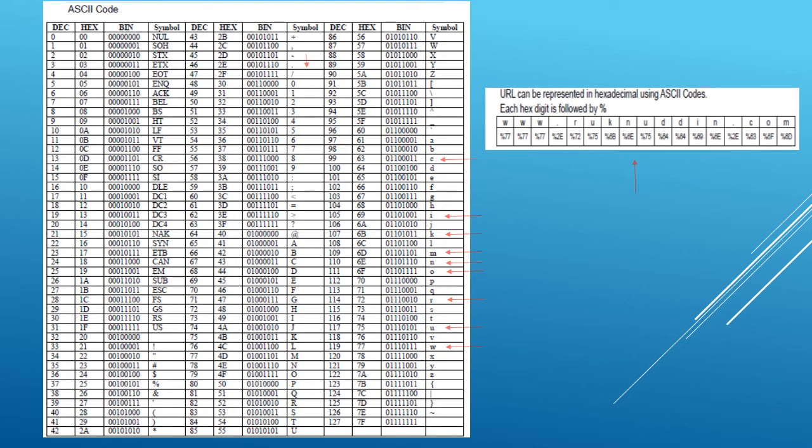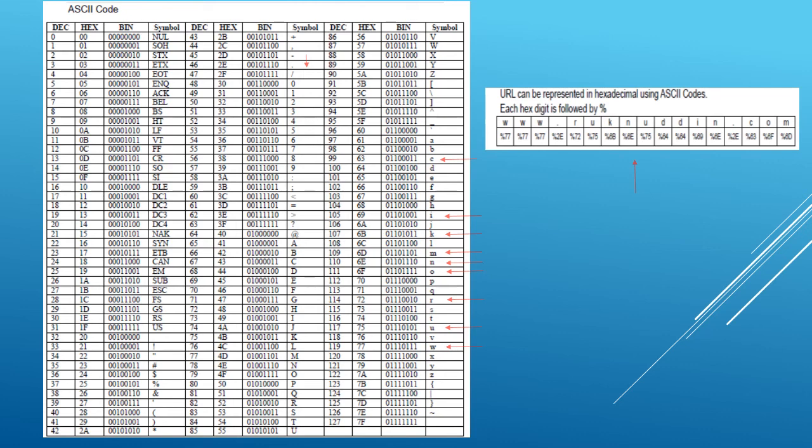Similarly, if you look at the capital letter A, its decimal value is 65. Now if you look at the lowercase letter a, its decimal value is 97. If you look at the closing curly brace, its decimal value is 125.